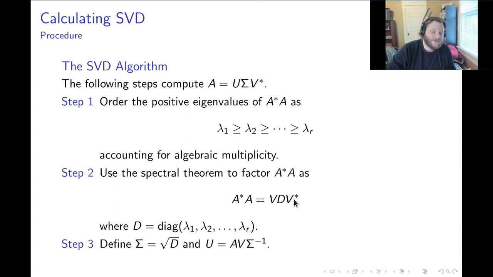To finish finding SVD, we take sigma to be the square root of D, and we take U to be A times V times the inverse of sigma. What this is saying is that the singular values of a matrix are the square roots of the eigenvalues of the Gramian, and then we get our matrix U with the formula A times V times sigma inverse.